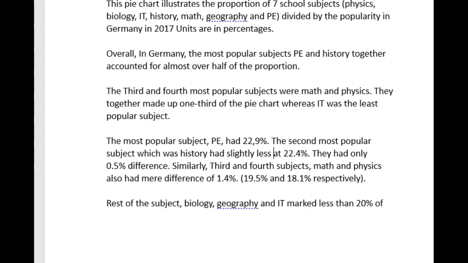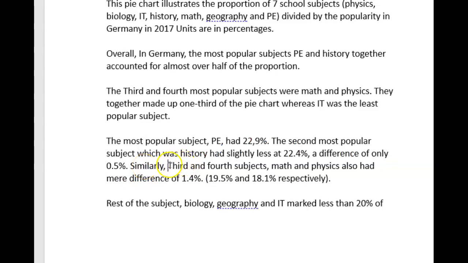They had only, all right, that's a little awkward. You know what? Let's clean this up a little. The most popular subject, PE, had 22.9%. The second most popular subject, which was history, had slightly less than. And now, again, I want a little better cohesion here. I would have said this here: a difference of only 0.5.